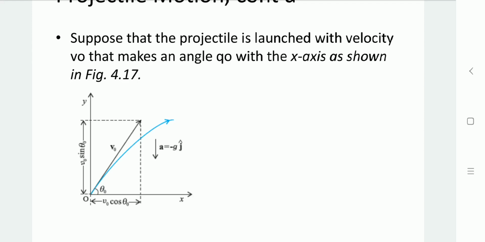So the x component is v0 cos theta and the y component is v0 sin theta, as we can see in the diagram. After reaching maximum height, it moves downward, as the downward arrow shows, due to the acceleration due to gravity. Only the y component would be there. So a equals minus g times j in the y direction.